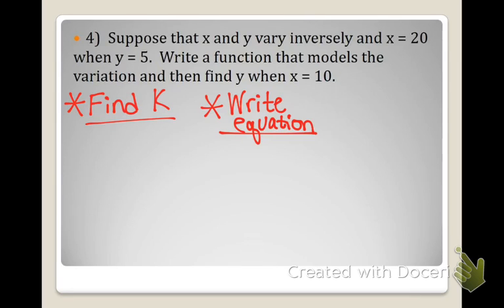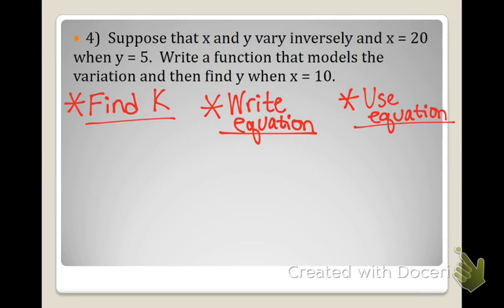The last thing that you will do on these types of problems after you write the equation is to use your equation. That'll make more sense when we do it. But these are the 3 pieces that I want us to get used to doing on these. Find your K, write your equation, and then use it. So for finding K, we just use that first sentence that they tell us.